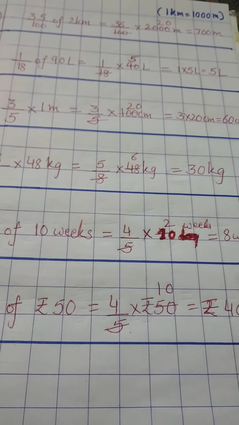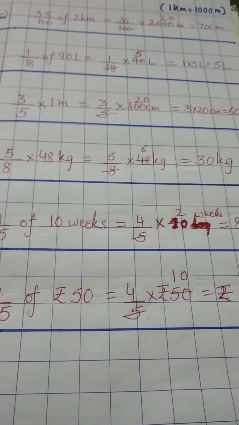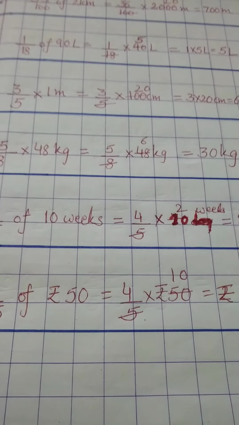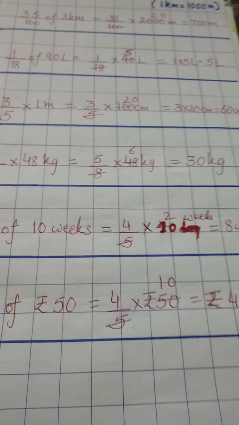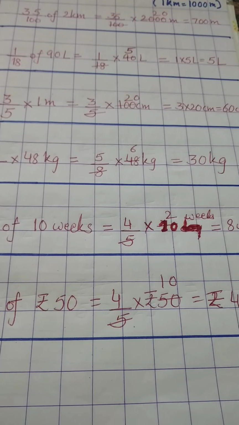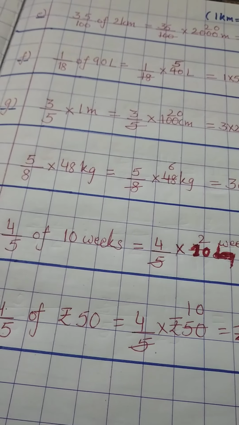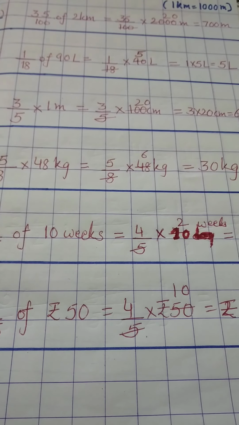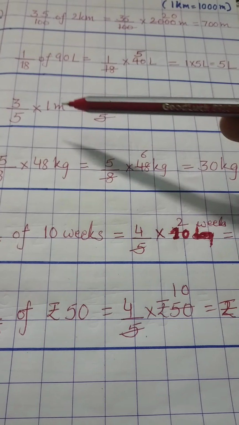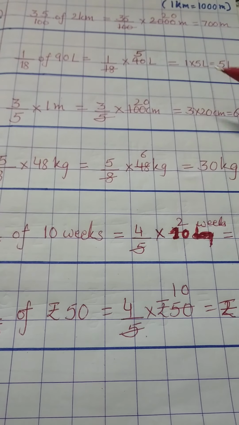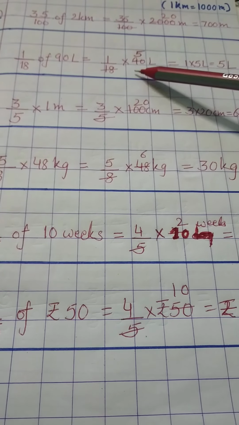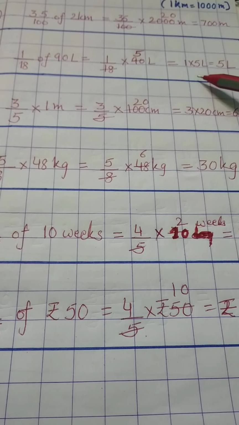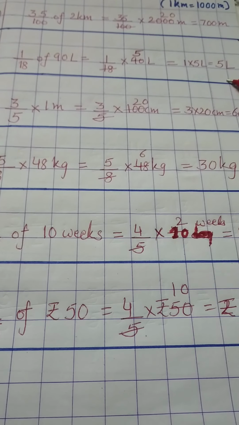Understood? Okay. See, next question is 1/18 of 90 liter. Let me fix the camera properly. Okay, fine. See, 1/18 of 90 liter. So here we will not change this liter into milliliter, because 18 is small and 90 will cancel with it. So we will write 1 upon 18 into 90 liter. 18 fives are 90. Then 1 five is 5 liter, the answer.